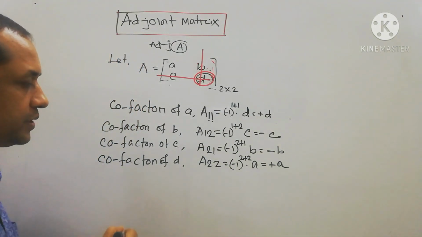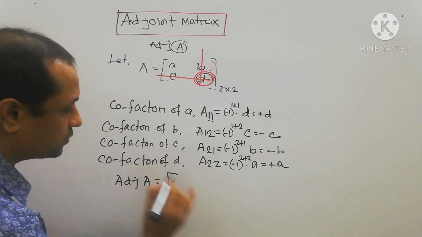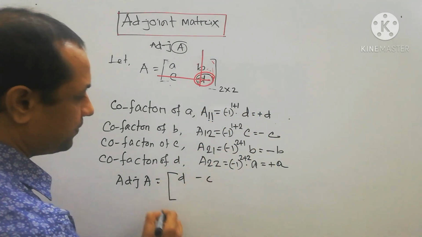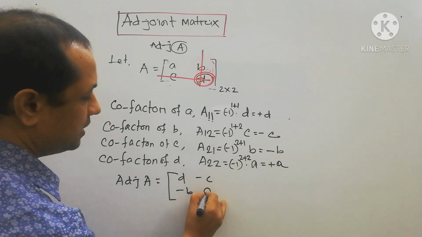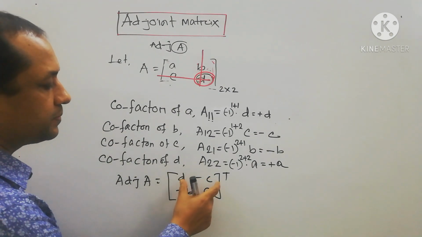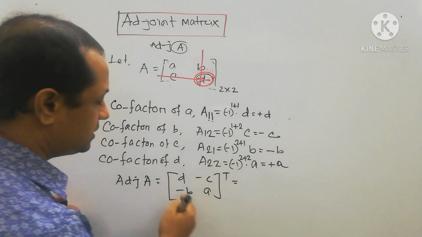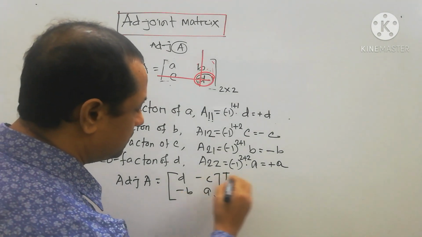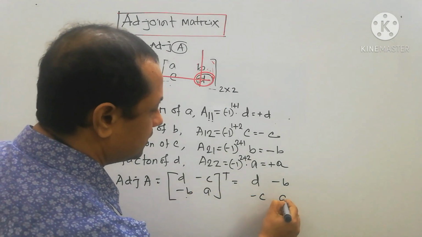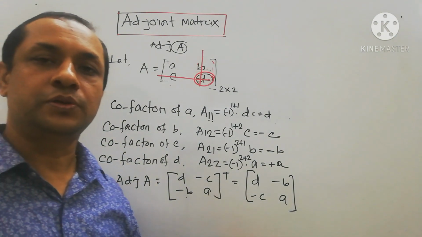Now we have the adjoint matrix. By the definition, adjoint of A equals the transpose of the cofactor matrix, where the cofactors are A11 equals D, minus C, then minus B and A. This is the cofactor matrix to the power of transpose T. Changing columns to rows, we get D, minus B, and minus C, A. This is the adjoint matrix. I hope, students, you are clear.